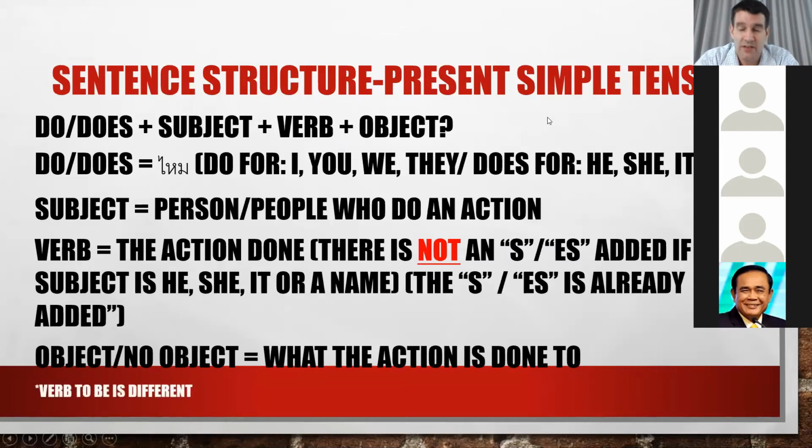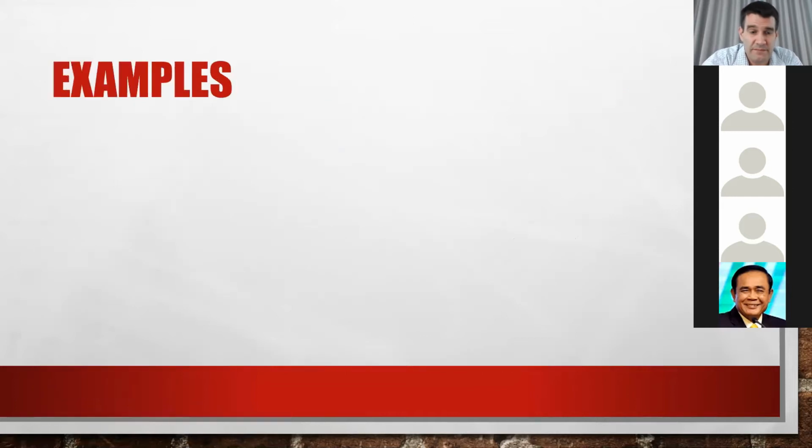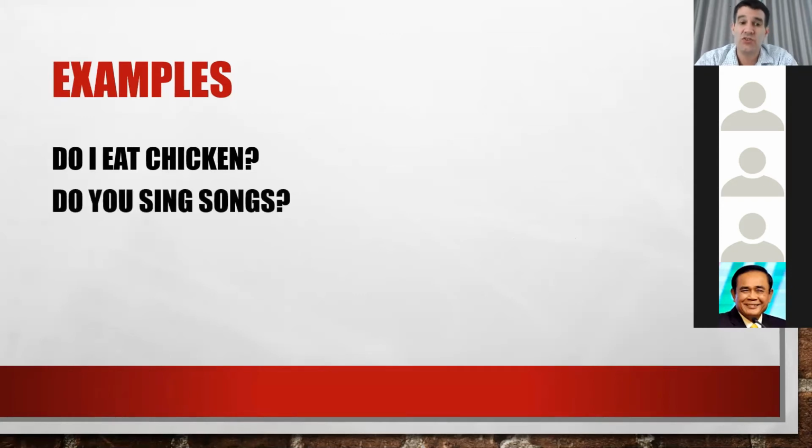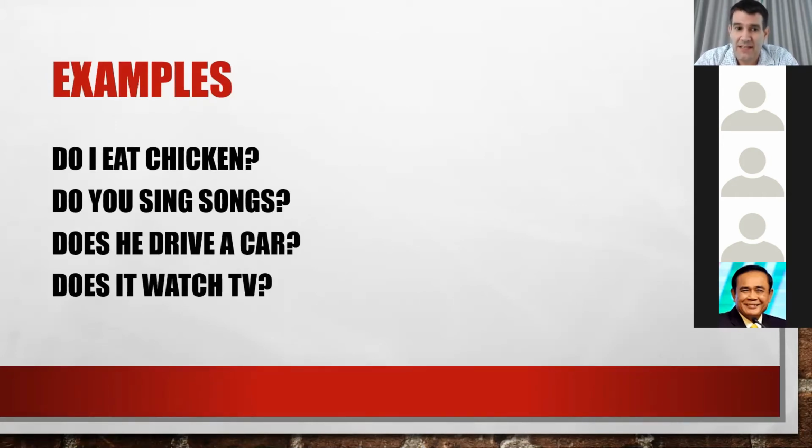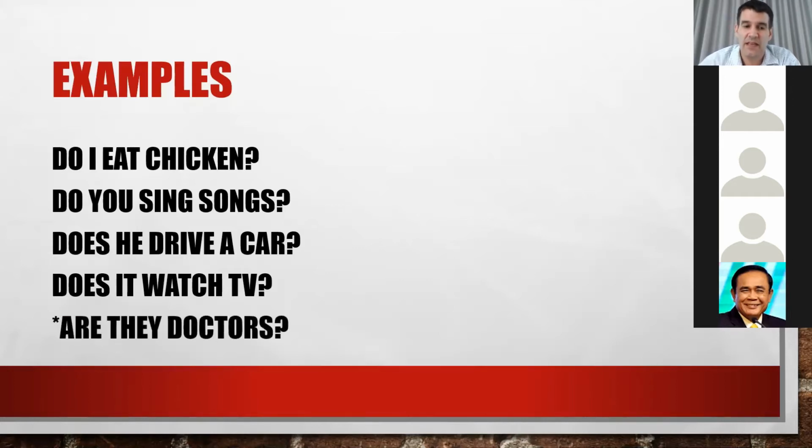Okay, and the object is object or no object. And verb to be is different. Again, we do not use do or does with the verb to be. You just say is, am, are. So examples. Do I eat chicken? Do you sing songs? Does he drive a car? Does it watch TV? And verb to be, are they doctors? So you can see how the sentence will change. And again, drive and watch, you do not add S or ES because you have already added it to does.